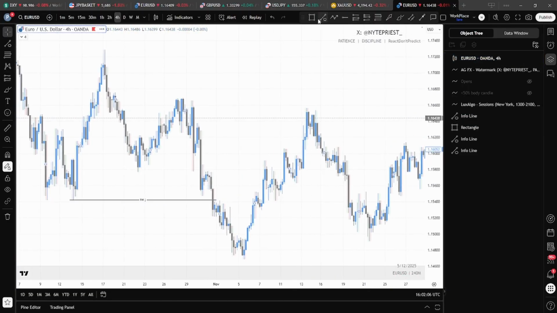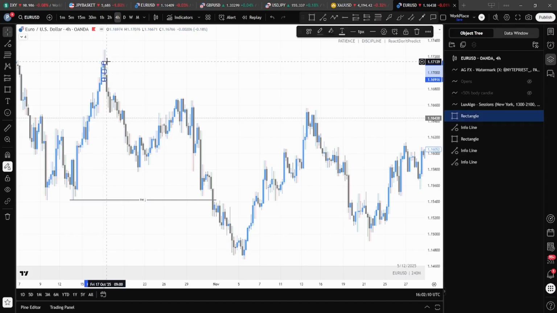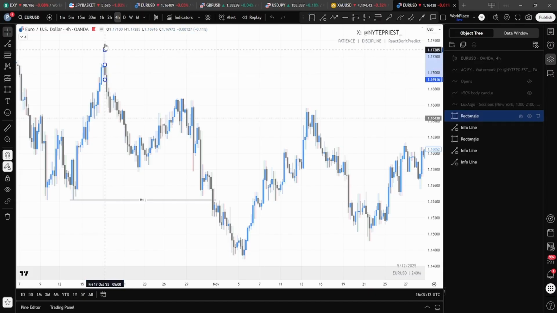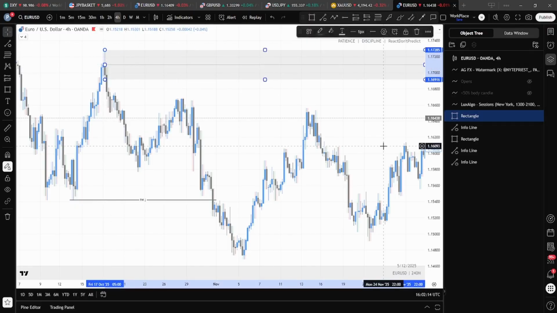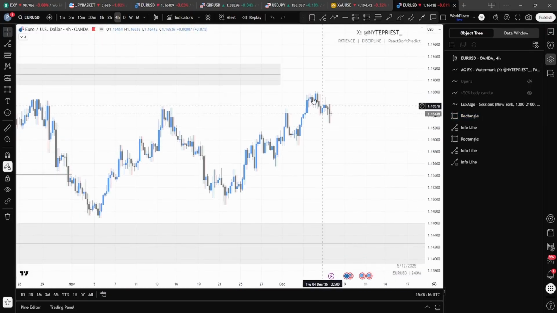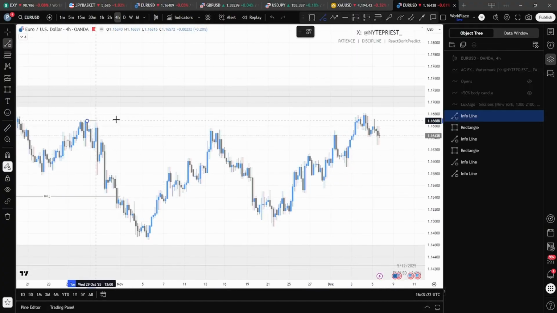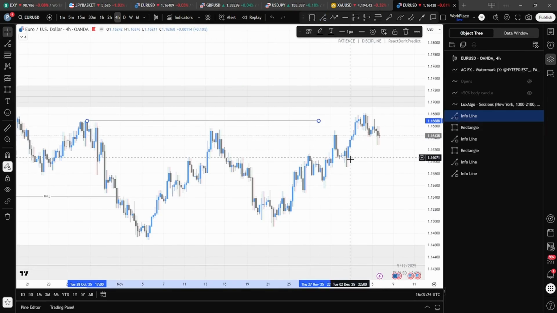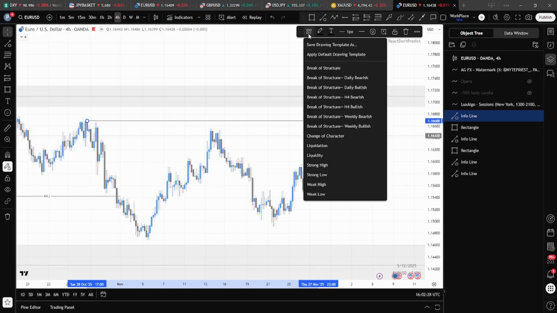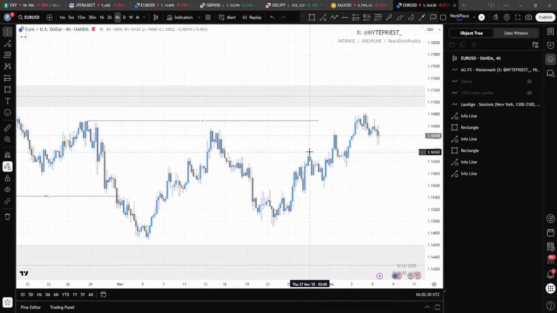On the 4-hour time frame, we have this 4-hour order block. So that's the supply zone here on the 4-hour time frame. And I was waiting for this high to get taken before I look for any short to the downside. All right, so we took that high.